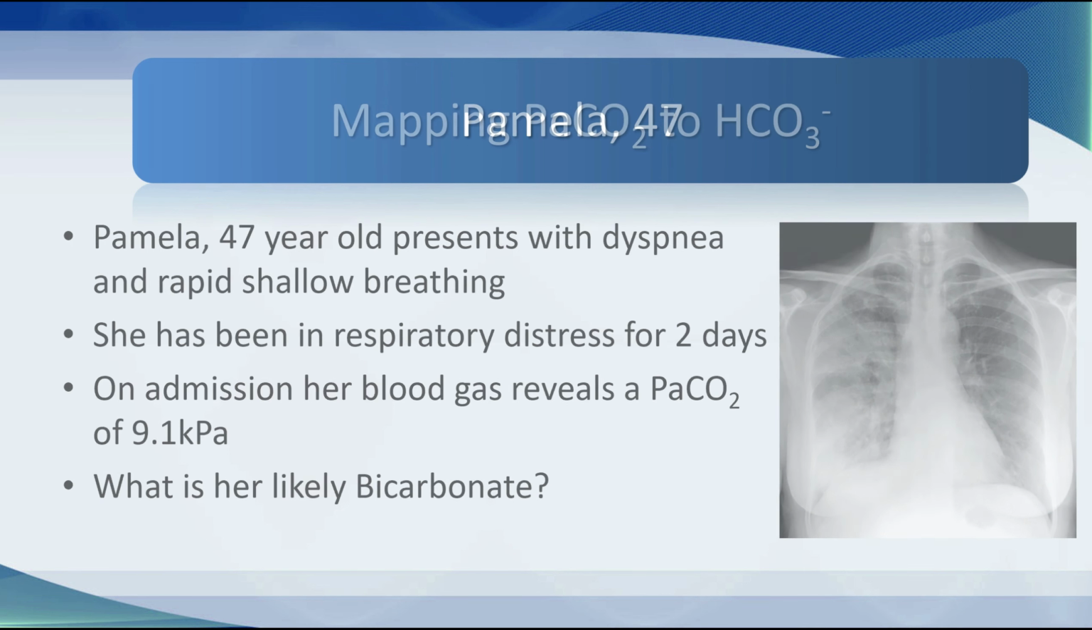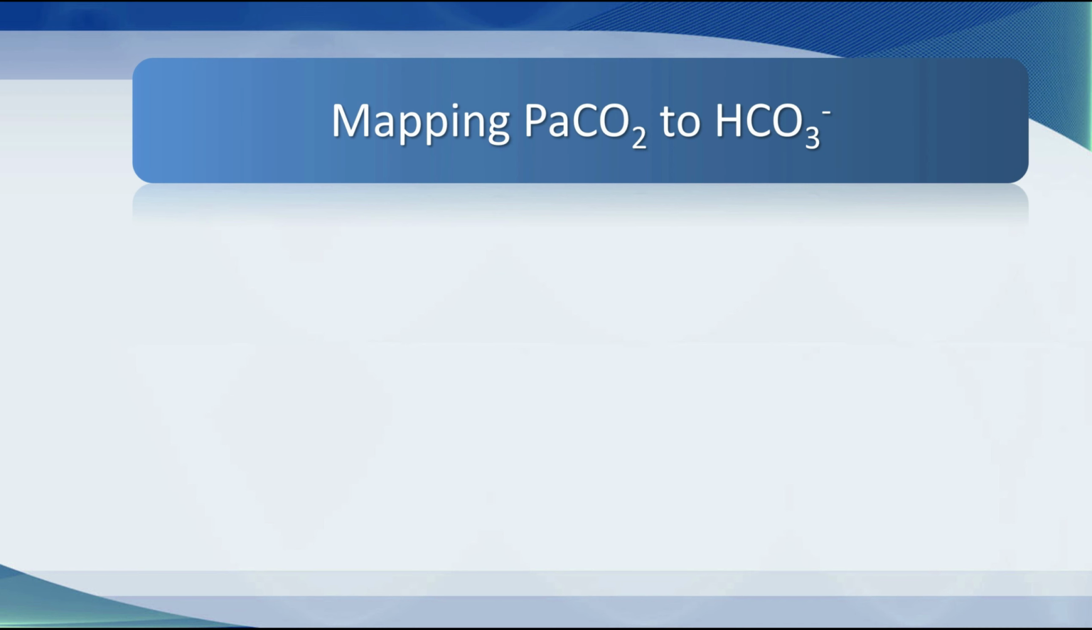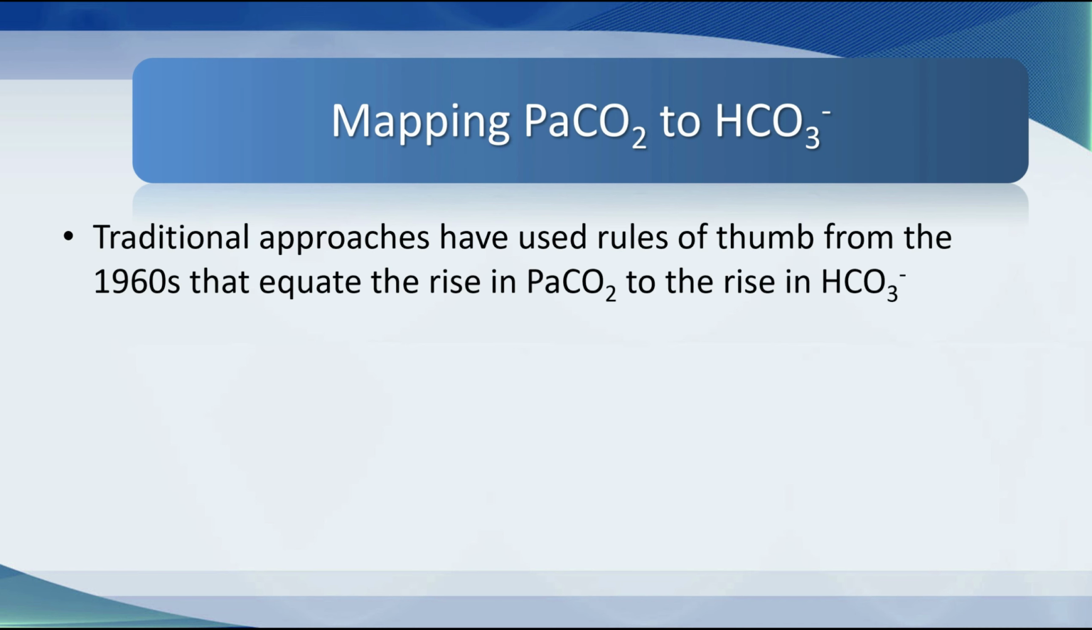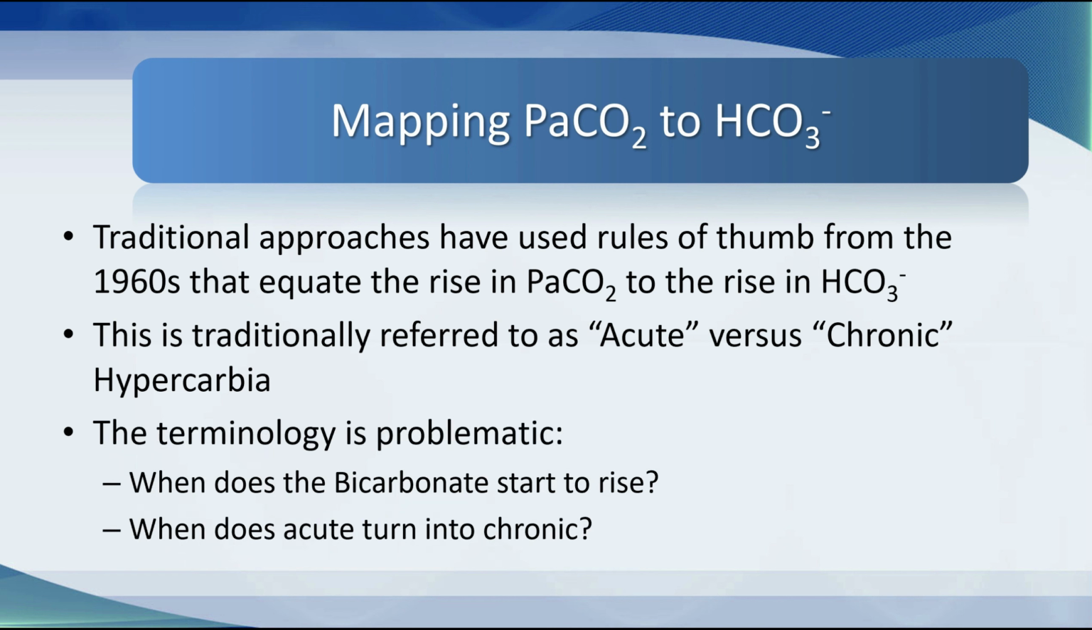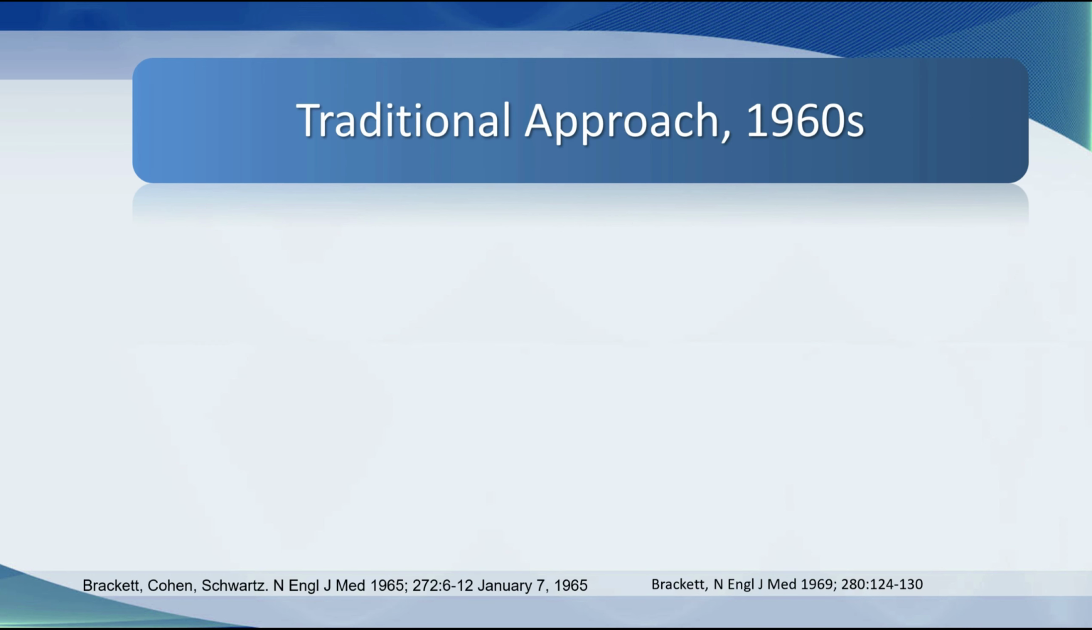Well, it's tricky to map the bicarbonate to the PaCO2, and traditional approaches have used rules of thumb from the 1960s that equate the rise in the PaCO2 to the rise in the bicarbonate. This is traditionally referred to as acute versus chronic hypercarbia, but the terminology is problematic. When does the bicarbonate start to rise, and when does acute turn to chronic? Firstly, I'll just give you the traditional approach.